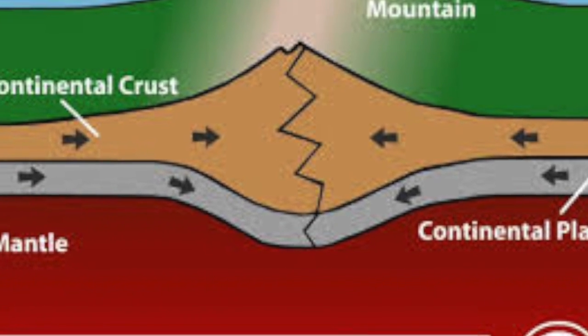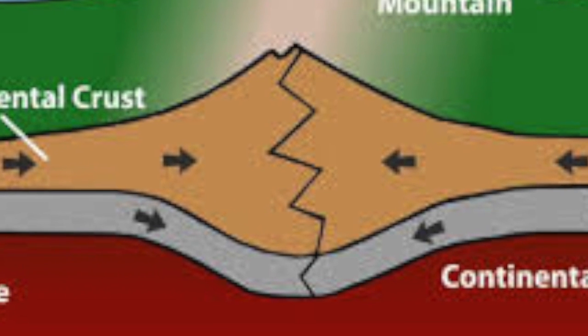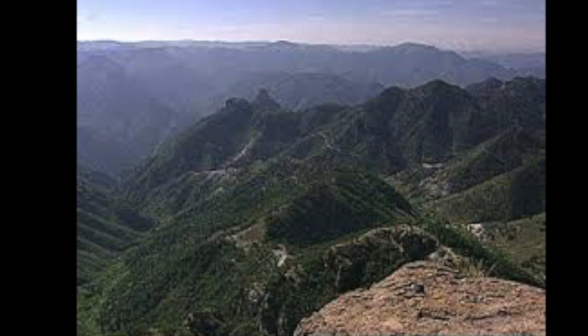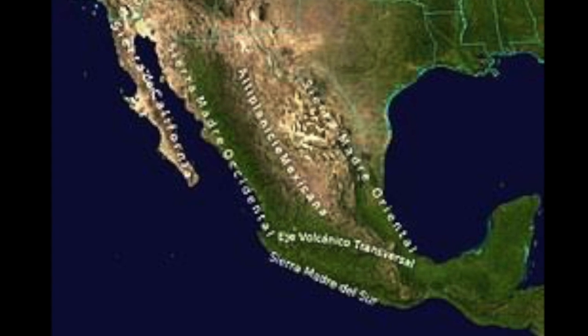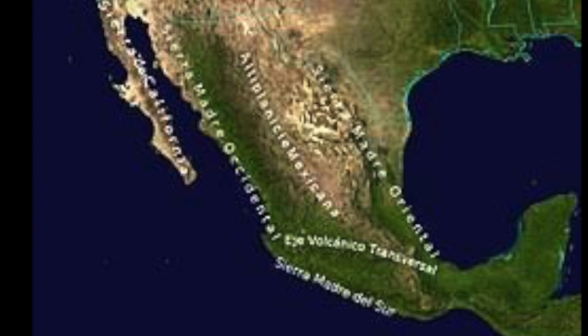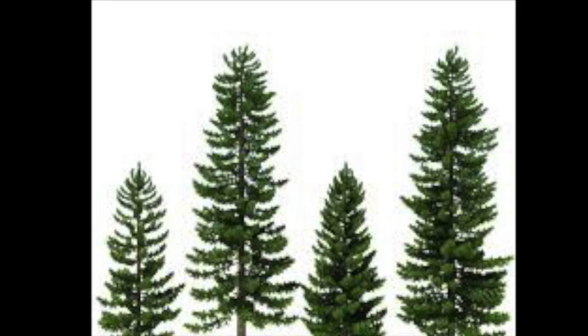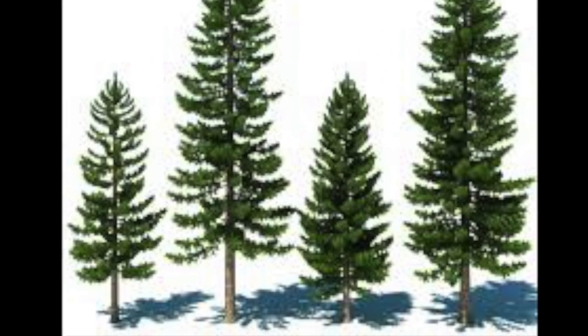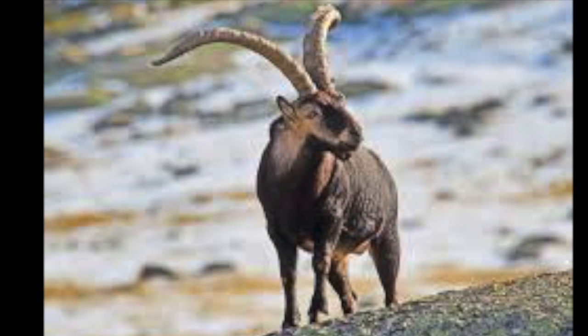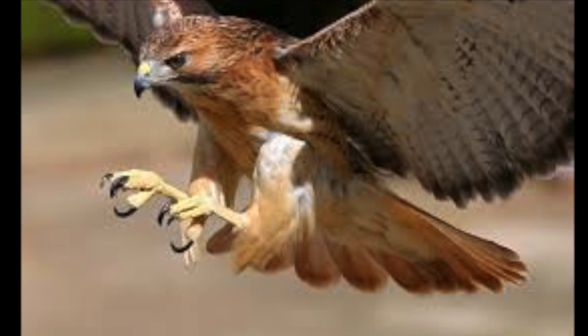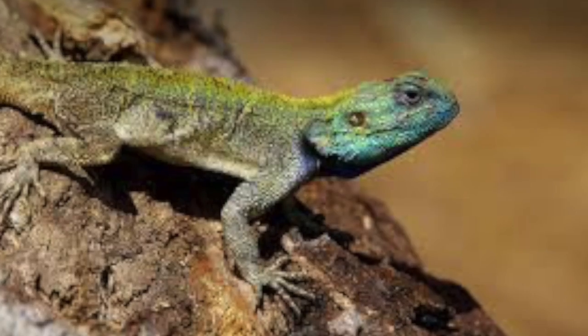It was created by a convergent boundary when two pieces of land merged together to rise off the ground and form mountain ranges. The Sierra Madre consists of three ranges: Sierra Madre Oriental, Sierra Madre Occidental, and Sierra Madre del Sur. The mountains contain pine trees, but mainly other shrubs, herbs, and hardy flowers. Animals living in the mountains include the Spanish ibex, raptors, and lizards.